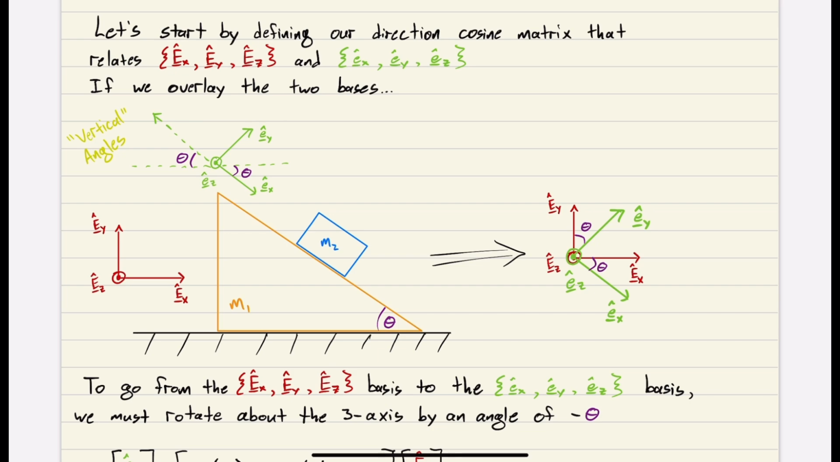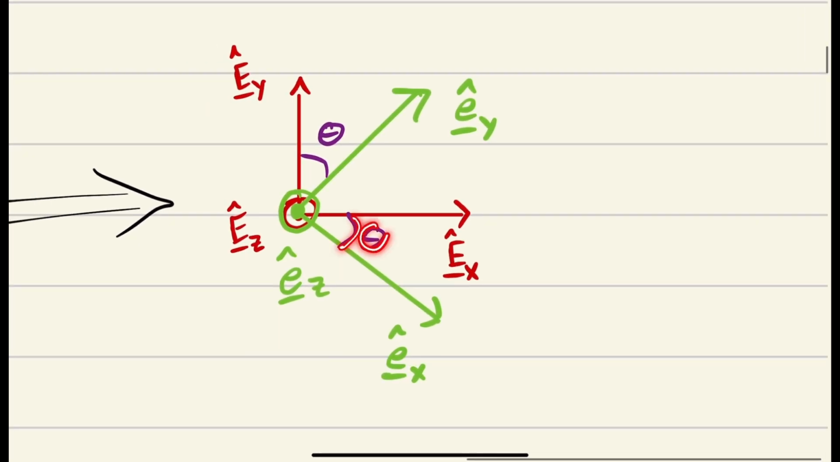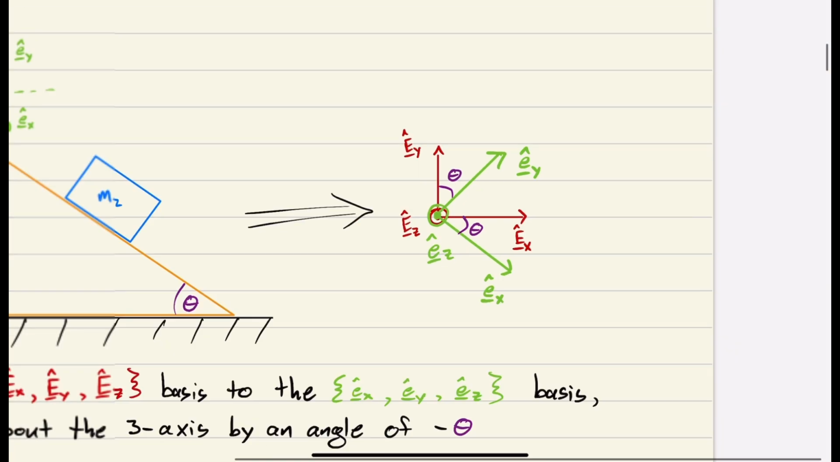And so if we draw these red and green bases on top of each other, they look like this, where the angle theta is here. I have a lot of videos talking about setting up your direction cosine matrices, so I'm not going to go into too much detail, but what you'll see here is that to go from our red basis to our green basis, we have to rotate the red basis by an angle of theta about the negative EZ direction. Or you could state this as rotating by an angle of negative theta about the EZ direction. And that's all I'll say on that.